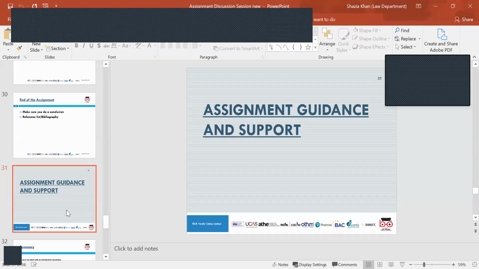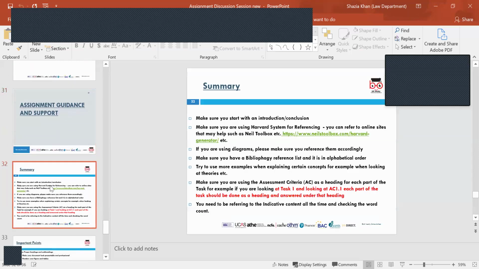Okay, so you need to make sure you look at the assignment guidance and support. A summary of that: make sure you start with an introduction and conclusion, and I've identified that. Make sure you're using the Harvard system for referencing, and you can refer to online sites. There's a link there to a really good one that's used by most learners, which is Neil's Toolbox, and the link is there. If you're using diagrams, make sure you reference them accordingly.